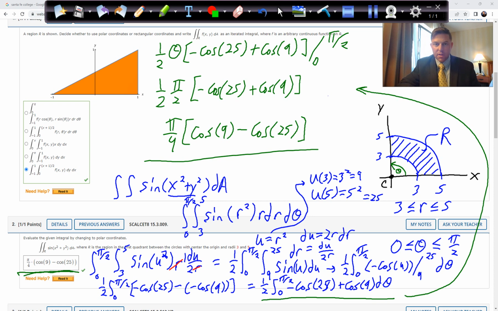And you might argue, didn't seem like we saved a lot of work. Well, if you try this problem in rectangular coordinates, I can just tell you it is a lot of work. It's a lot more work than what we did here.